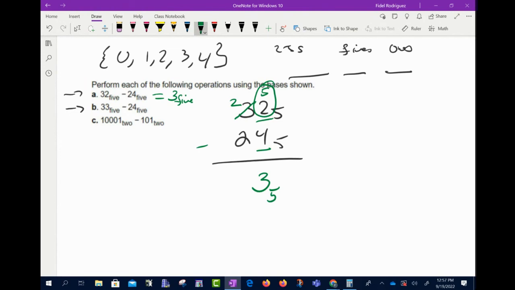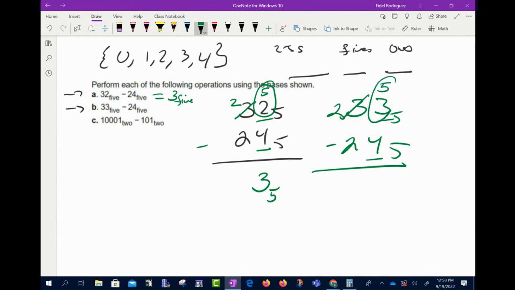Okay, so now let's take a look at part B. It says 33 base 5 minus 24 base 5. Again, I can't take away 4 from 3, so I'm going to borrow 1 from here. That 1 that I borrow really is a 5. So again, remember, 5 and 3 is going to give me 8. What's 8 minus 4? 4 base 5, right?